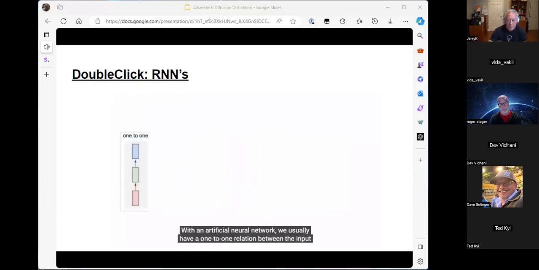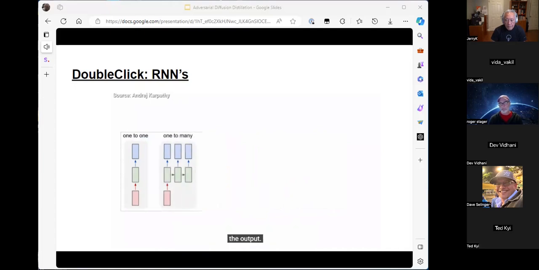With an artificial neural network, we usually have a one-to-one relation between the input and the output. This means that one image comes in and one classification result comes out, whether the image depicts a human face or a train. With recurrent neural networks, we can have a one-to-many relation between the input and the output. The input would still be an image, but the output would not be a word, but a sequence of words, a sentence that describes what we see on the image.